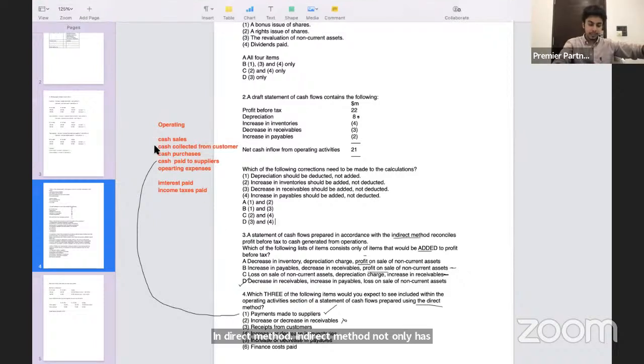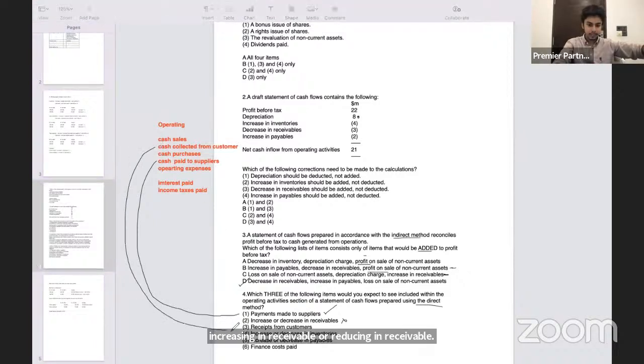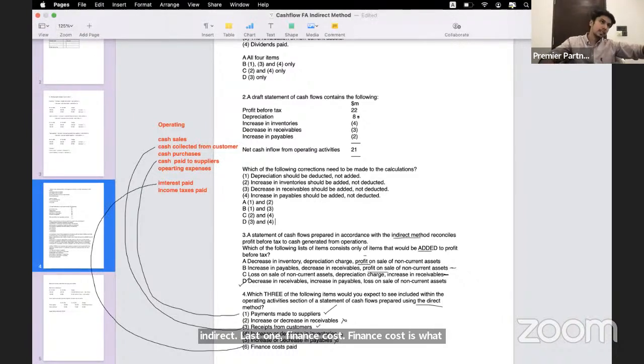Receipts from customers. Yes, here guys, cash collected from customers. These are also correct. Increase or decrease in inventories, guys, which method? Indirect. Increase or decrease in payable is which method? That's also indirect. Last one, finance cost. Finance cost is what we call interest. Normally, guys, in the ACCA exam, interest, they always call it finance cost. Right? So this is going to be the answer for MCQ number 4.